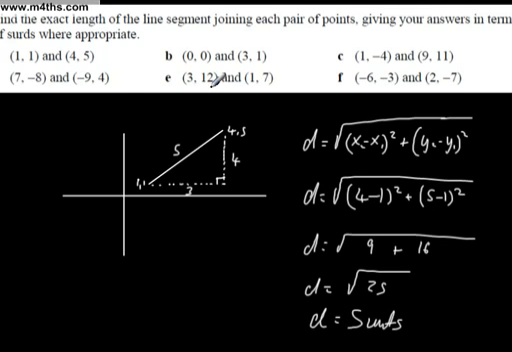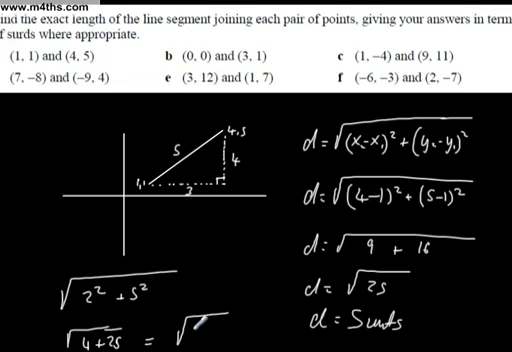On something like this one, for example, what we could do is the following. We could do the square root of 3 minus 1, which is going to give us 2 squared, and then 12 minus 7, which is going to give me plus 5 squared. So we end up with the square root of 4 plus 25, and we leave this in exact form as root 29. Okay, so 3 minus 1 is 2, 2 squared is 4, 12 minus 7 is 5, 5 squared is 25, 25 and 4, 29, root 29.